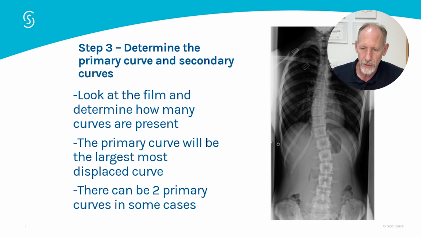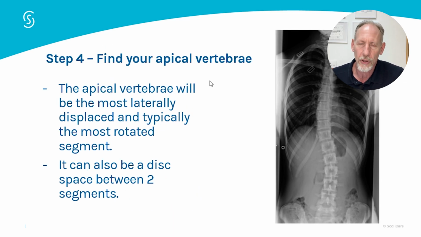We're then going to determine where are our apical vertebrae. So this is really important. So the apical vertebra is always going to be the most horizontal and the most laterally displaced, so the most shifted away from the midline. So in this case, on this film, the upper apex is T10, and the lower apex is actually the disc between L2 and L3, this disc space right here, because this vertebra is tilted down, this vertebra is tilted up, so the disc space is the most horizontal. That's not uncommon to have a disc space be the apex.